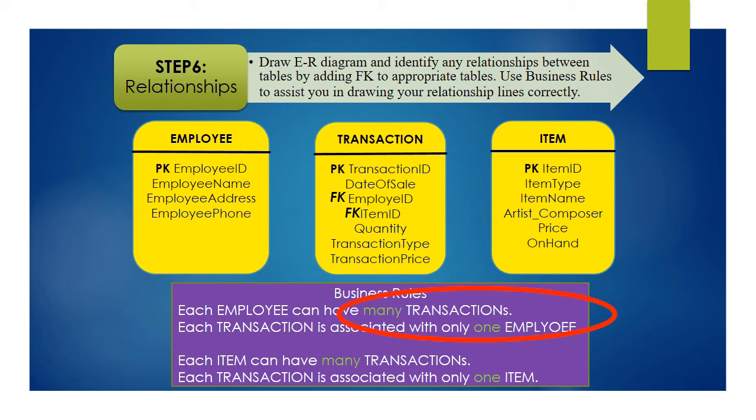Now see if you can look at the business rules for the relationship between transaction and item table and determine which is the one side and which is the many side. If you said the transaction table is the many side and item table is the one side, you are correct. There's just one more step to go. Let's take a look at step 7.